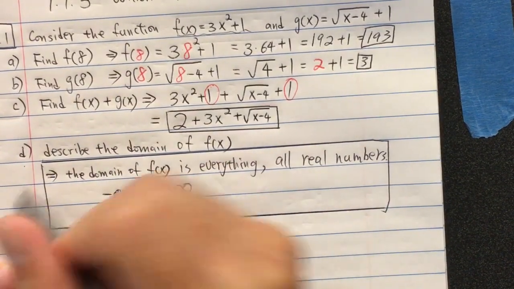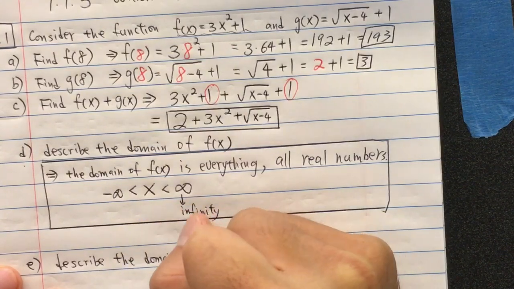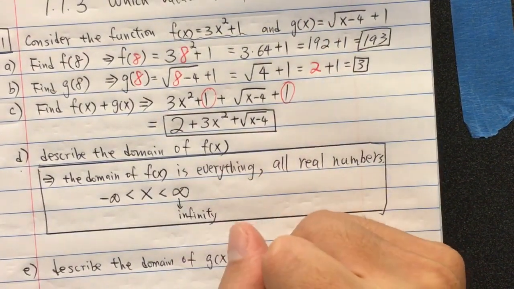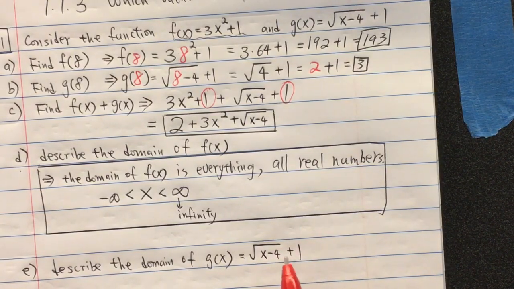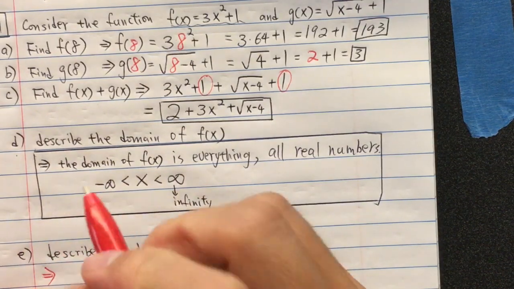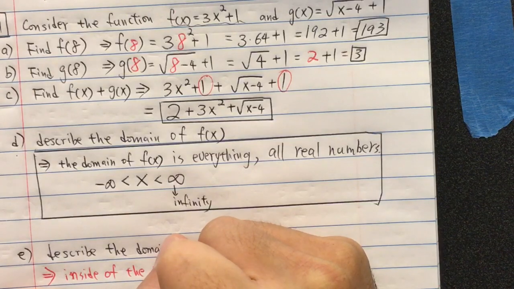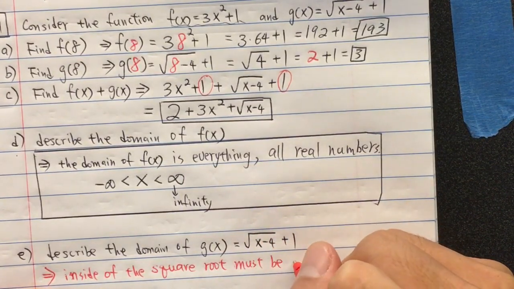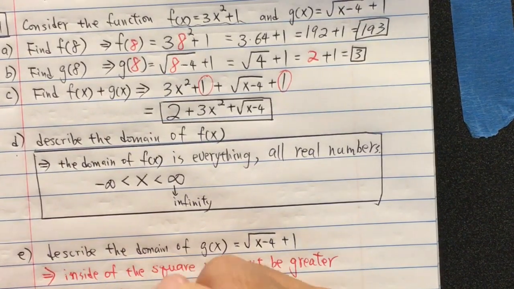How about question E? Describe the domain of g of x. So where's g of x? G of x is right here. It's equal to square root of x minus 4 plus 1. So any qualification for it? Remember, inside of the square root must be positive. So notice, inside of the square root must be greater or equal to 0.